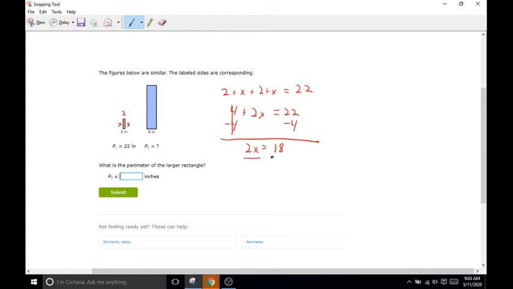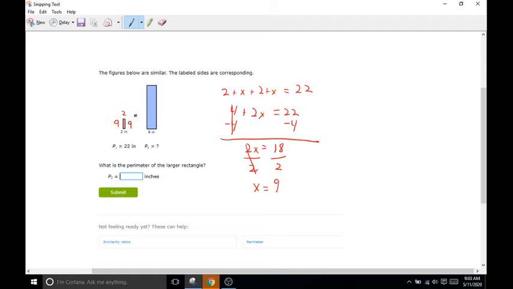We'll divide both sides by 2 to get x by itself. So x equals 9, meaning each of these sides is going to be 9. 9 and 9, right? 2 plus 9 plus 2 plus 9 equals 22. So we're in the clear there.